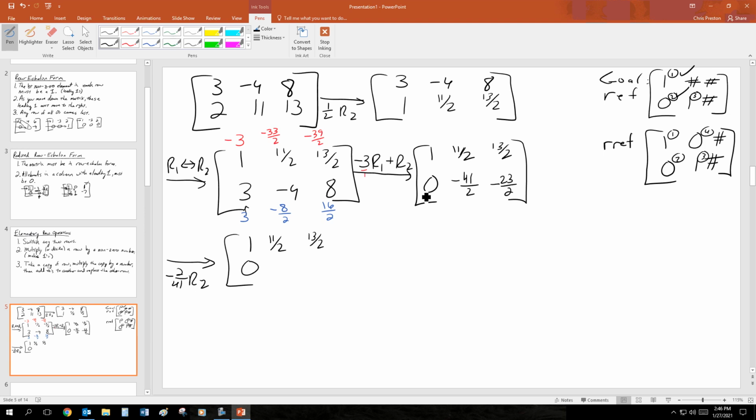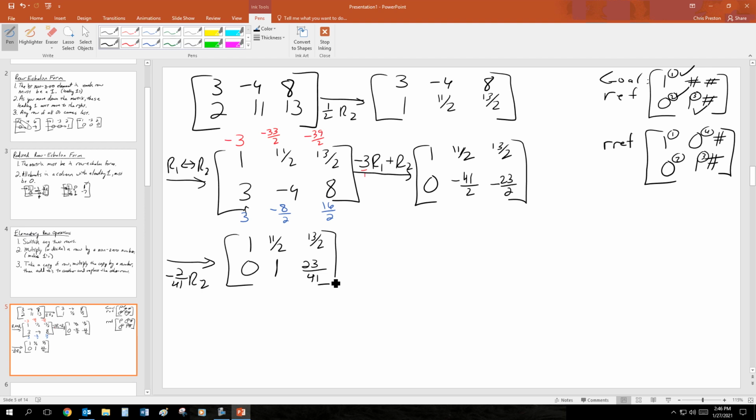-2 over 41 times -41 over 2. The negative times a negative is a positive. The 41s cross off, the 2's cross off, and you get 1. -2 over 41 times -23 over 2. Again, the negative times a negative is a positive. The 2's cross off, and we're left with 23 over 41. And now this is in row echelon form.